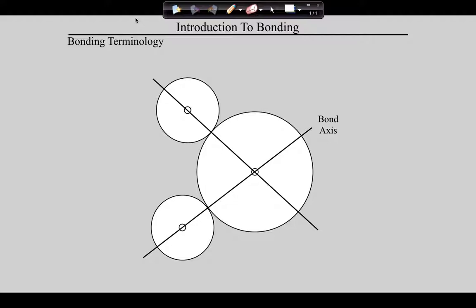Guys, you'll notice, though, that we did not connect the two hydrogens, the little guys. You'll notice we didn't connect them with a line. Why not? They're not bonded to each other. These are both bonded to the oxygen, but the hydrogens aren't bonded together, so they don't have a bond axis because no bond exists in between these.